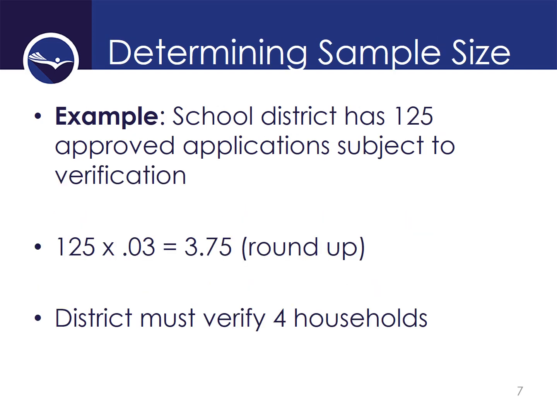Determining sample size, here is an example of how to calculate the number of applications to verify. The school district has 125 approved applications, which are subject to being selected for verification. To determine the number of applications that are required to be verified, 125 is multiplied by 3%, which equals 3.75. In verification, if the calculation results with any part of a decimal, you always round up to the next number. So 3.75 rounds up to 4 to verify.